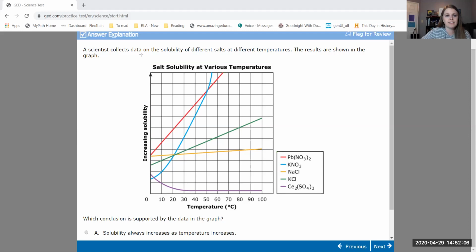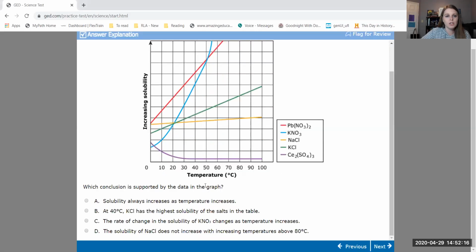So it says a scientist collects data on the solubility of different salts at different temperatures. The results are shown in the graph. So our question is going to be, what conclusion is supported by the data in the graph? So which one of these is correct based on what we see in the graph? Letter A says, solubility always increases as temperature increases. So we see temperature increasing this way and solubility increasing this way.